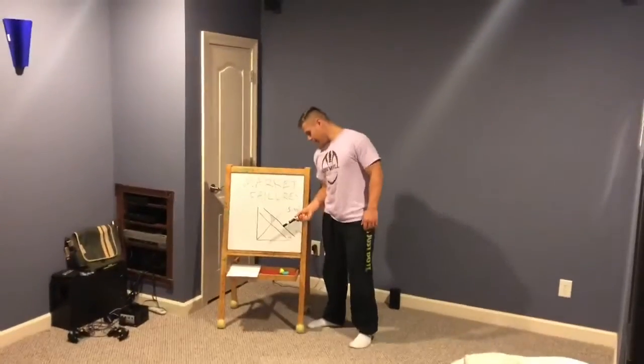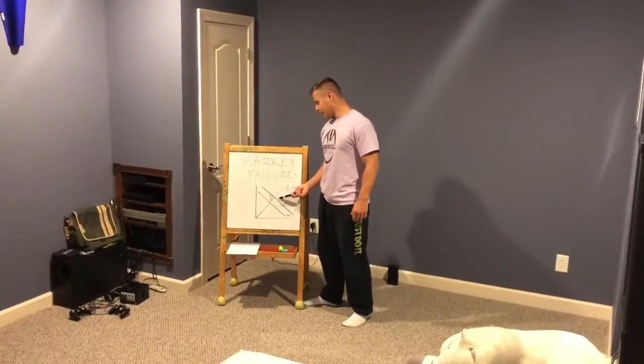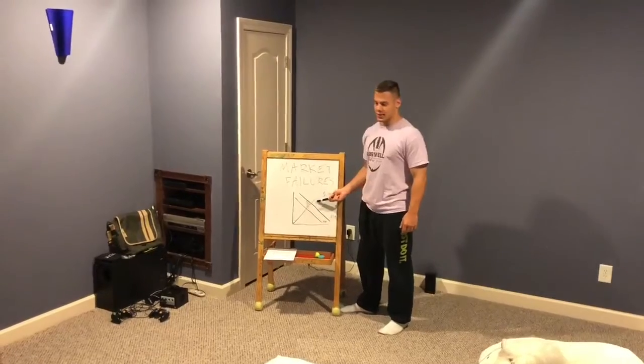Alright class, so whenever the arrow is pointing right, that signals a positive externality.